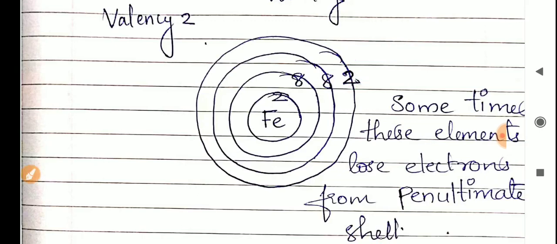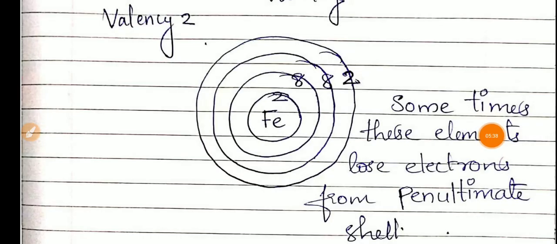Clear? In your textbook it is given on page number 4, reason for variable valency. What is the reason for variable valency? An atom of an element can sometimes lose more electrons than are present in its valence shell. That is the reason for variable valency. That means sometimes an atom will remove electrons from their penultimate shell, so they will form more than one valency. That is called variable valency.